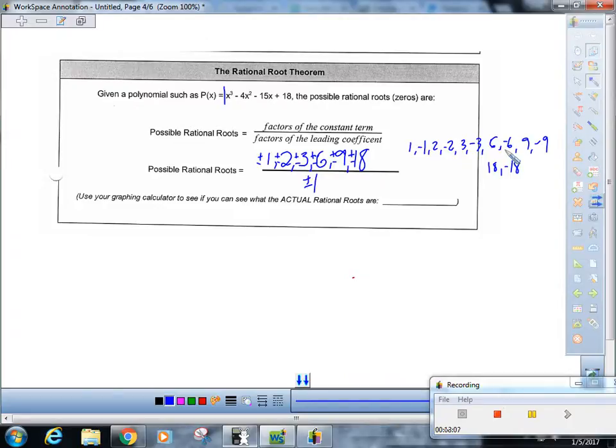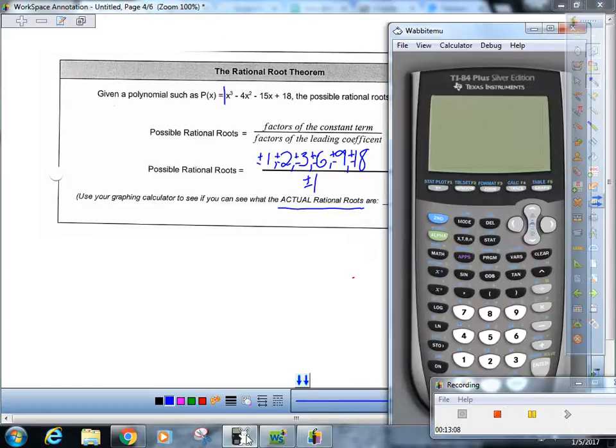So let's find the actual rational roots. Okay? And all we're going to do is, in our graphing calculator, pop that in, y equals, y equals, this is nice because you can kind of just scroll over and change what you need to change. So we want that to be a negative. We want that to be a 4. We want this to be a 15. And we want that to be a plus 18. And let's graph it.